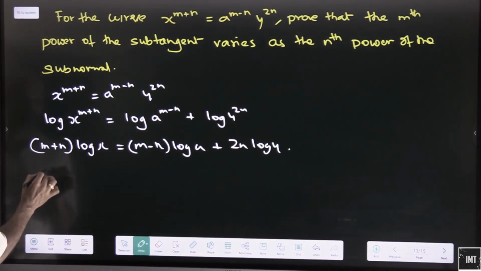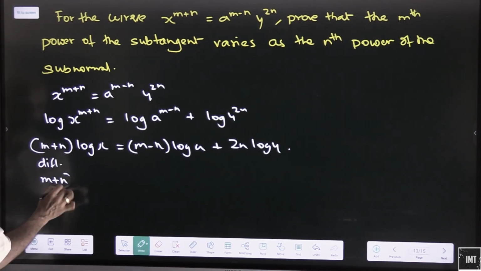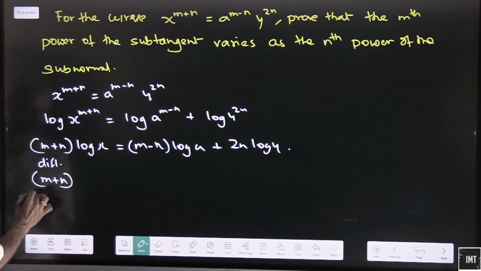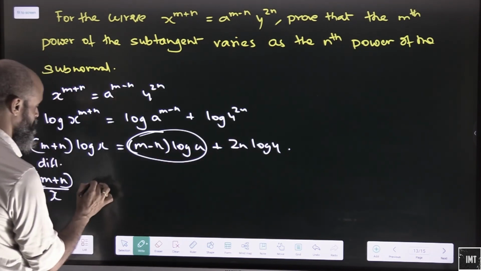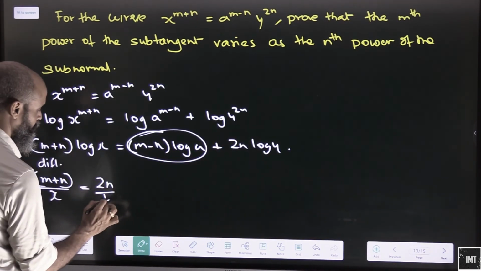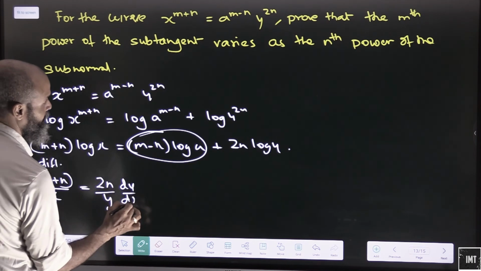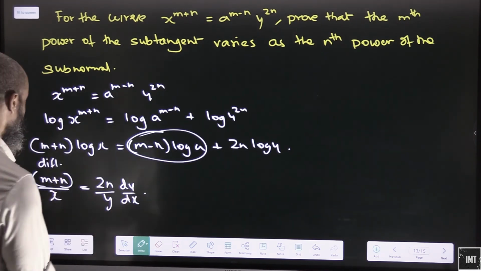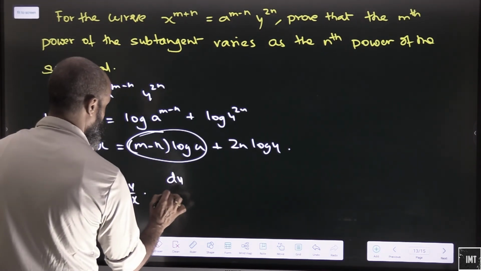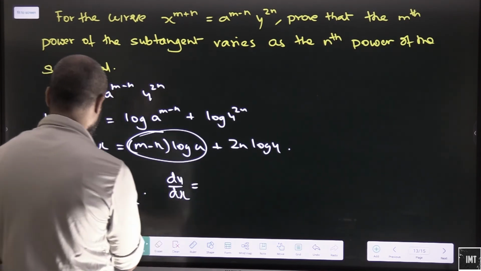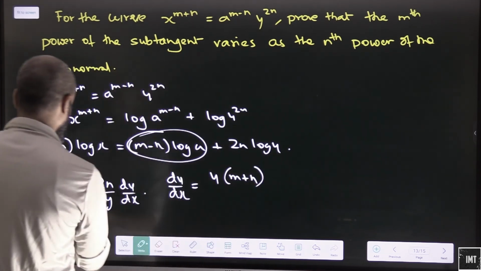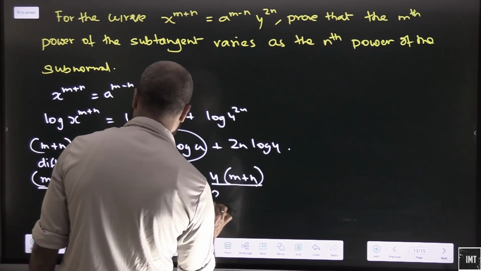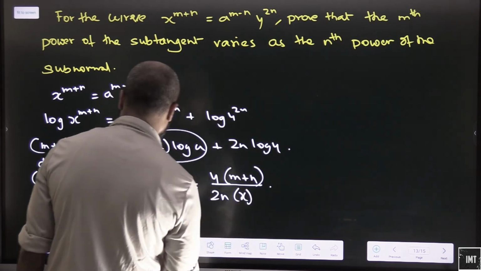Purpose here is to find out dy by dx. So now if we differentiate, this will be m plus n, d by dx of log x is 1 by x. This will be entirely a constant, so this value will be 0. This will be equal to 2n by y dy by dx. Okay, so dy by dx is equal to y into m plus n upon 2n into x.